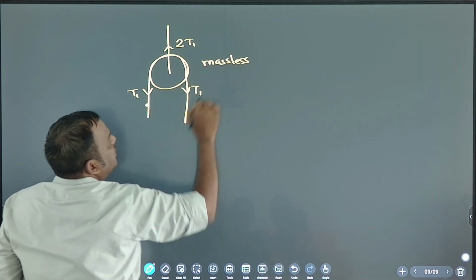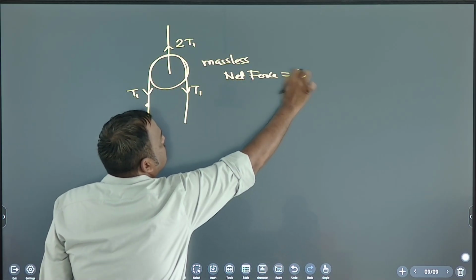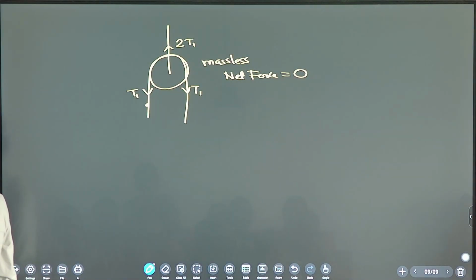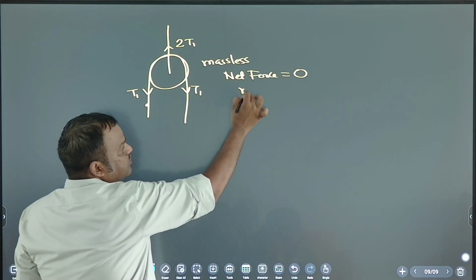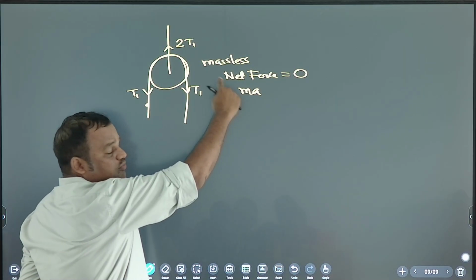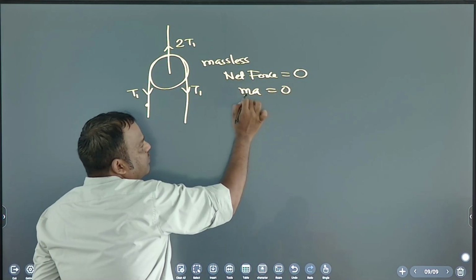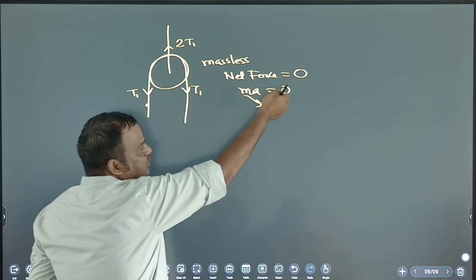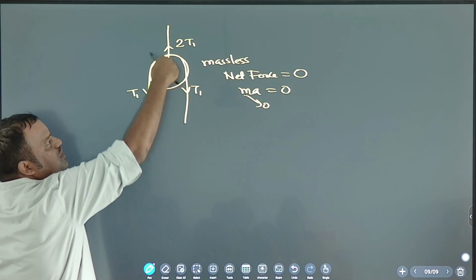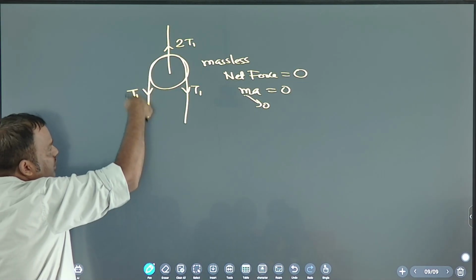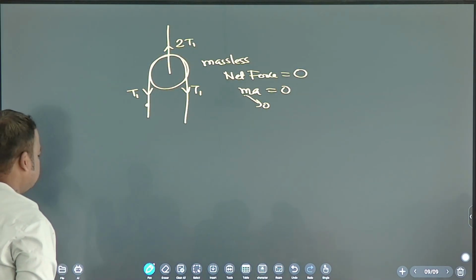2T1, because the pulley is massless. Remember, pulley is massless. Massless means net force 0. If any object is massless, what is the net force? 0, because we know that net force is ma, and mass is 0. So m into a will be 0. So net force 0 means upward and downward are equal. So T1 means 2T1, so upward also 2T1.